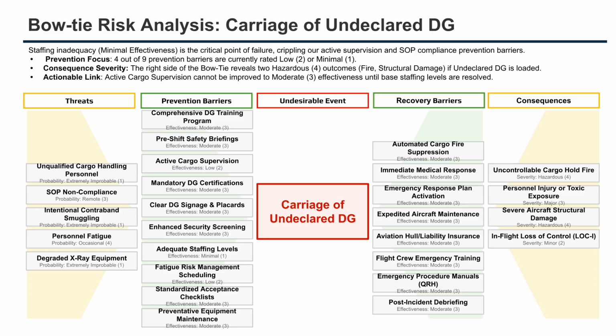Our bowtie analysis reveals that staffing inadequacy is a critical point of failure, negatively impacting active supervision and SOP compliance. We have 4 out of 9 prevention barriers rated low or minimal, which forces us to rely heavily on recovery barriers to prevent hazardous consequences, such as a cargo hold fire or structural damage.